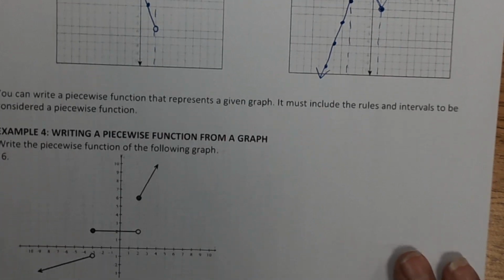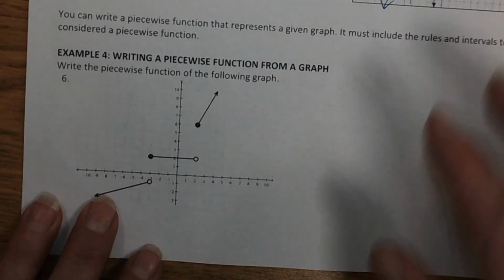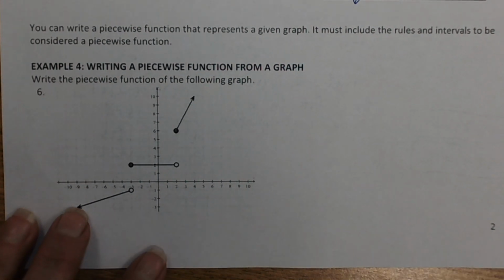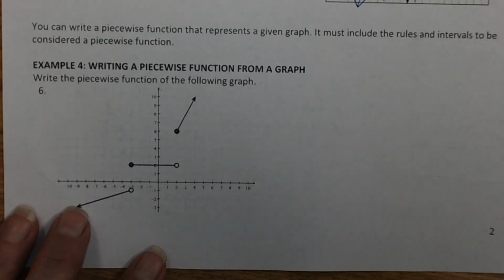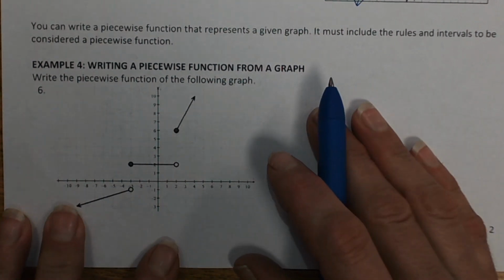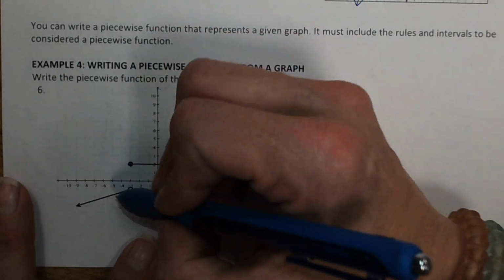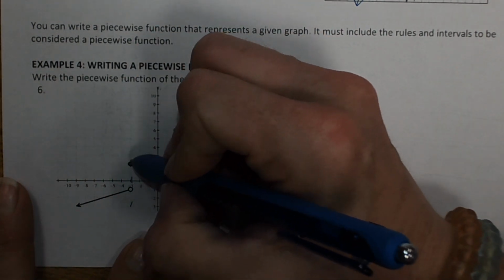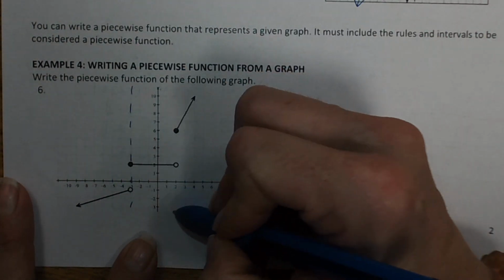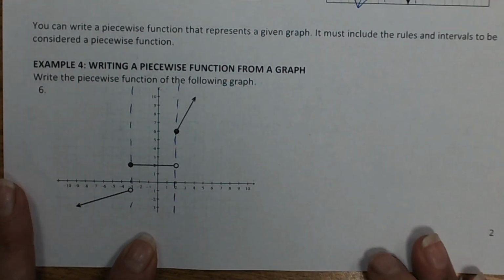Okay, our last example is writing our own piecewise function based on a graph. Okay, so I lost my pen. There we go. All right, so we see that we have 3 sections again. So I'm going to start by figuring out where those windows are, and starting with that.